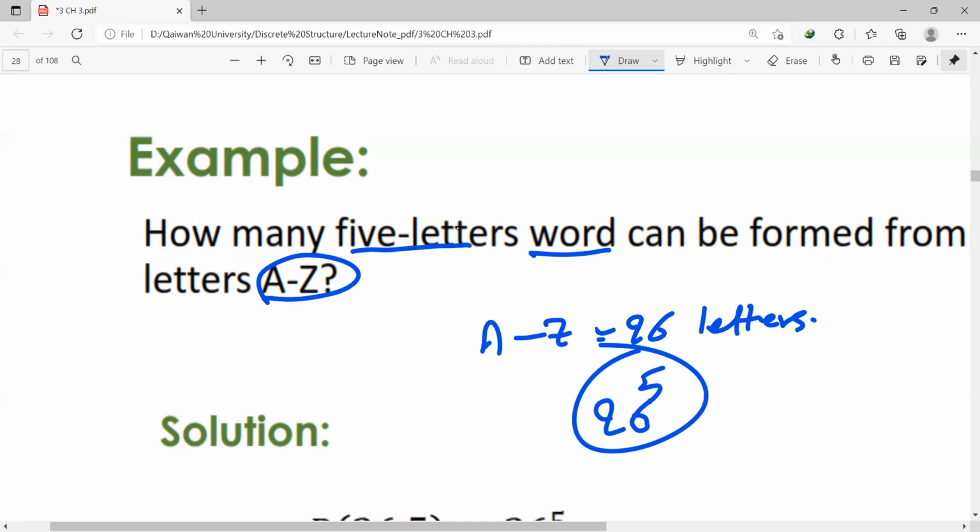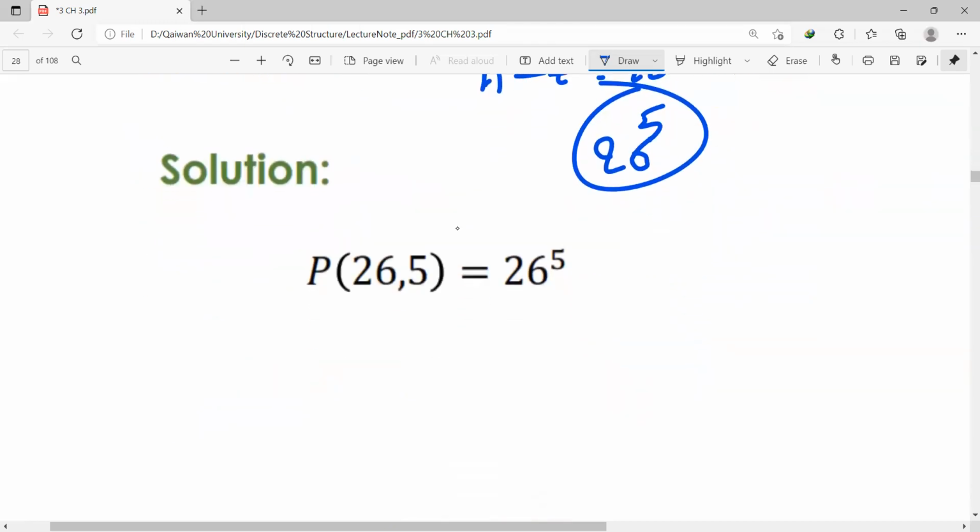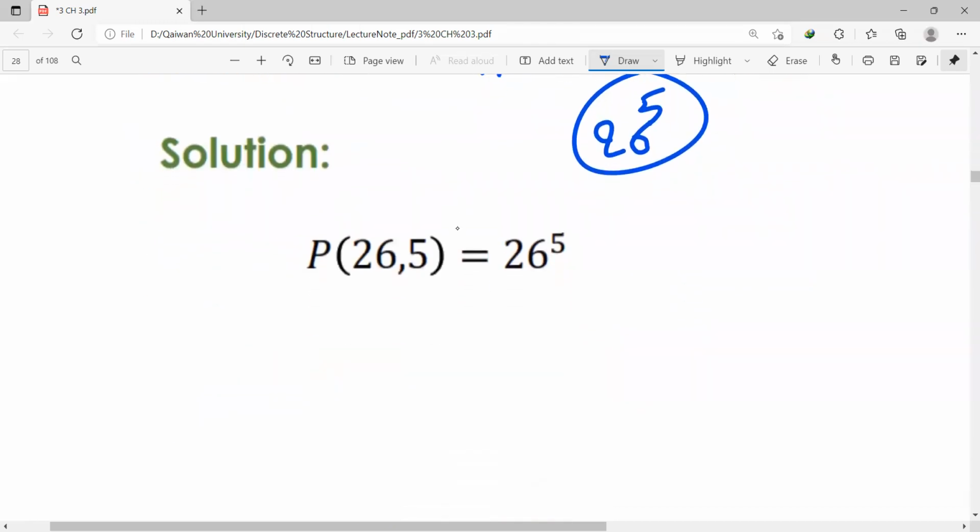Why? Because we choose 5 things from 26. We choose the first one, the second one, third, fourth, and fifth one, all from 26 things. That means it's 26 times 26 times 26, up to 5 times. So it equals 26 to the power 5. Here the permutation of 26 and 5 is 26 to the power 5.